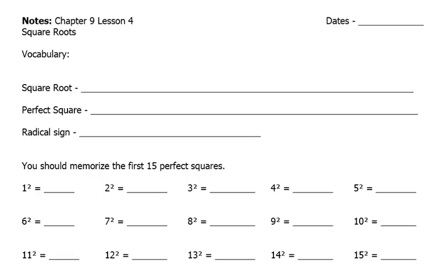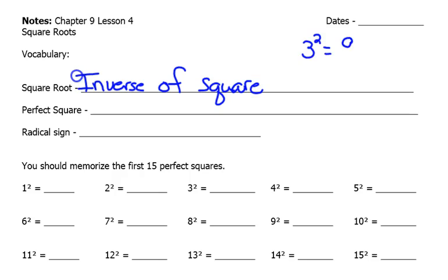So today we're going to be taking a look at square roots. And a square root is the inverse of squaring. So when I'm looking at a number, for example, if I know that 3 squared is 9, well, the inverse of that is saying that the square root of 9 is 3.